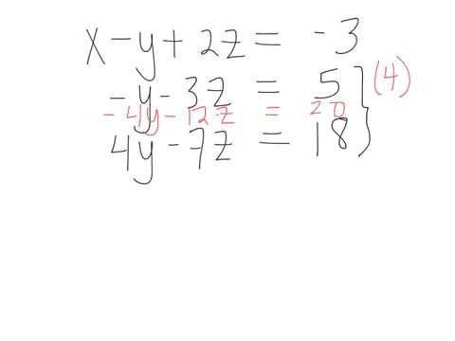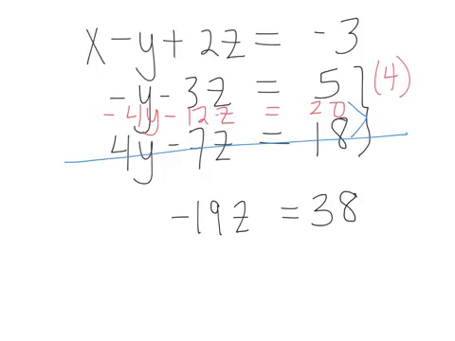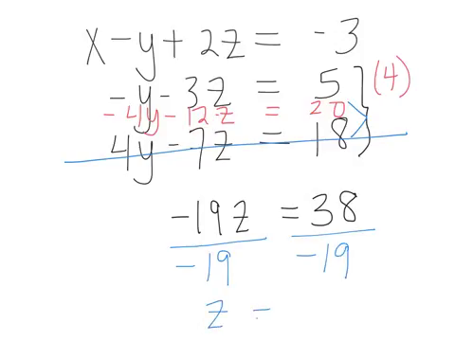So when we combine these two now, we're going to end up with -19z equals 38. The one that's locked in place is the one that's got the red number next to it. So this one is gone. Now we can go ahead and solve this equation for z by dividing both sides by negative 19. So z is negative 2.